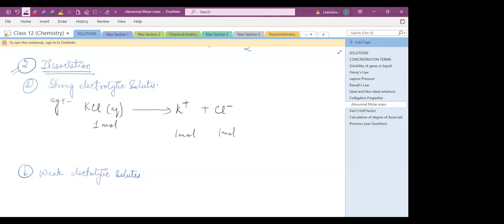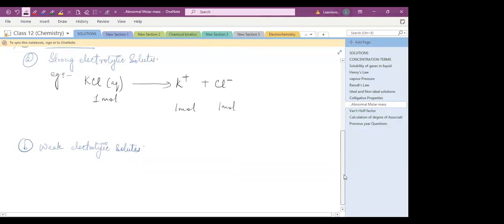So we will not get the expected value of the molecular mass. The molecular mass deviates from the expected value due to the dissociation. You can see over here, this is a case of dissociation. It's a case of a strong electrolytic solute. KCl is a strong electrolytic solute.